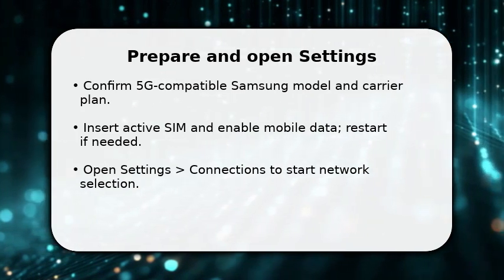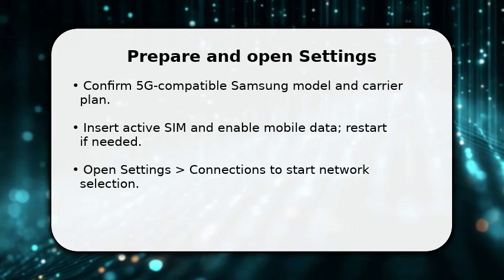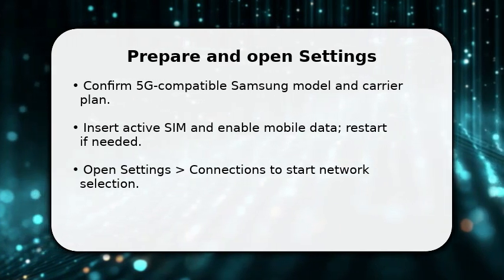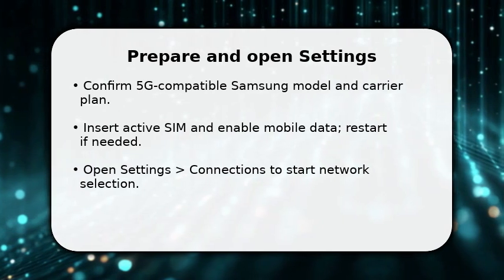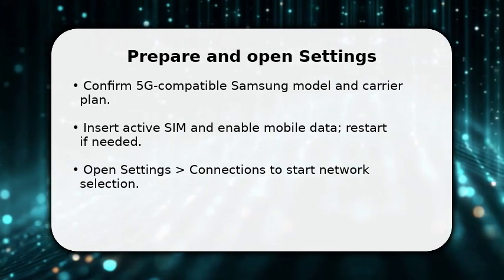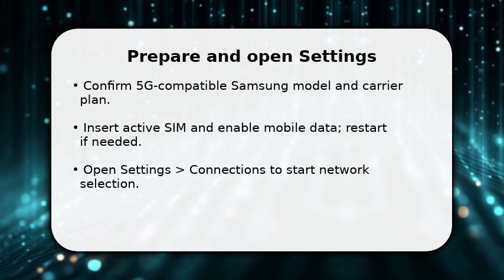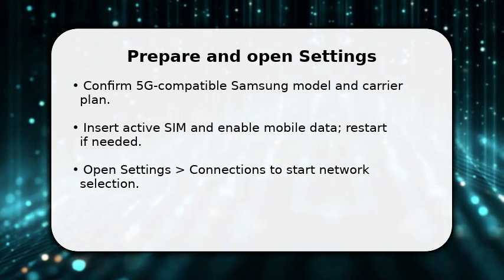This is where you change the radio mode. Make sure airplane mode is off so radios are active. Proceed immediately to mobile networks. You're set to change preferred network types and force 5G only after the next slide.